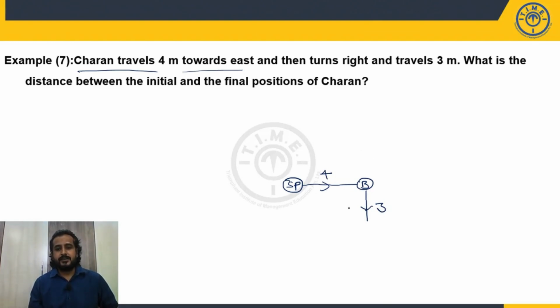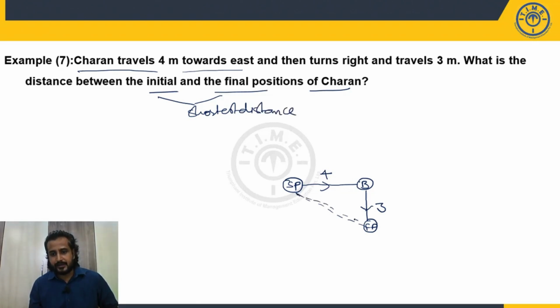Now, what is the distance between the initial point and the final point of Charan? So it is the final point. We need to identify the distance between these two. What is the distance between the initial and final positions of Charan? They are asking us to find the shortest distance. Can I say directly how much it is? No. So we need to form a right angle triangle. Yes, it is in the form of a right angle triangle.